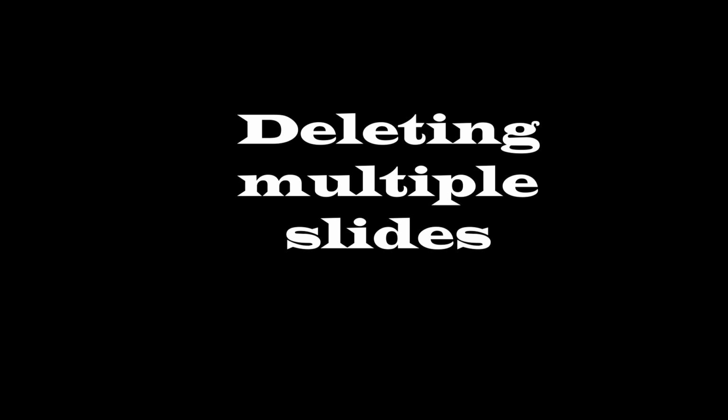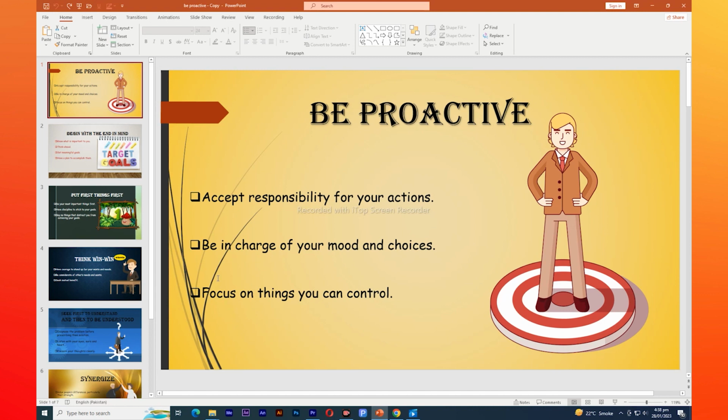Deleting multiple slides. I open the 7 habits presentation again. Suppose here are the 2 slides that I had added, which are no more required. To delete these slides, first click on the top slide, then press Shift key and press down arrow key. You will notice that now 2 slides have been selected.